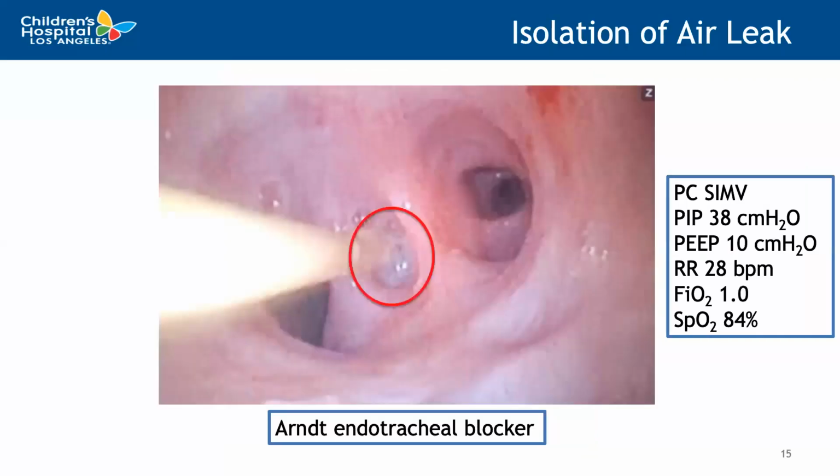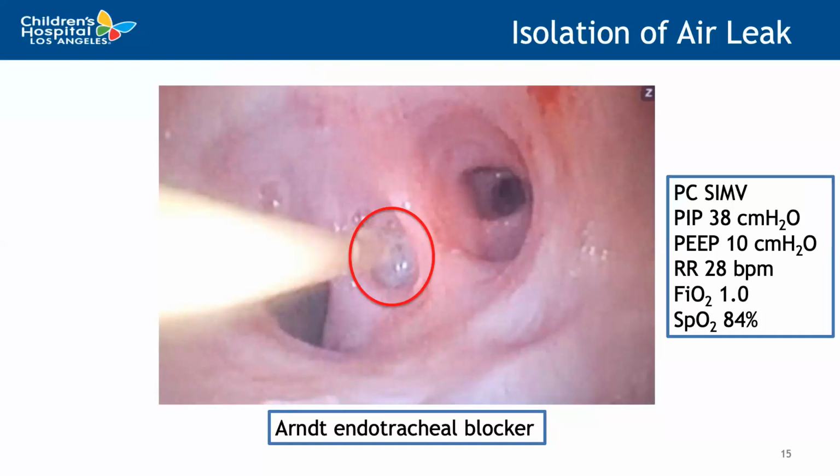This is a device that we were able to place into the airway to block off particular segments of airway. And the hope was that by introducing this blocker, we could potentially leave it in place, allow that bronchopleural fistula or air leak to heal, and then focus on other areas of the lung.